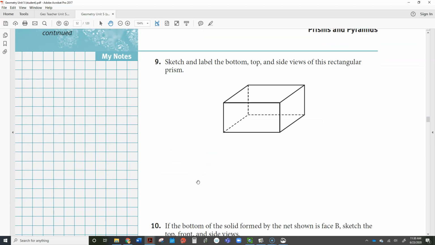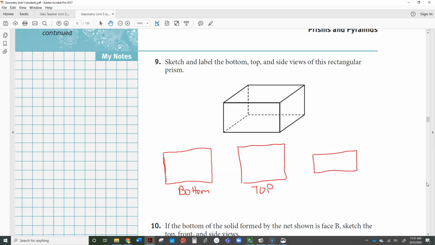All right, so they want us to sketch the bottom, the top, and the side views. Well, the bottom view, we held it out so that we couldn't see anything. It looks to me like we would have a rectangle. Okay, that's the bottom view. And the top view is going to look exactly the same. Why? Because the bottom and the top are the same. They should look the same. The bottom view, the top view, and the side view. So if you're looking at it from this side is all you can see. It looks like it's a little bit shorter. This is the side view.